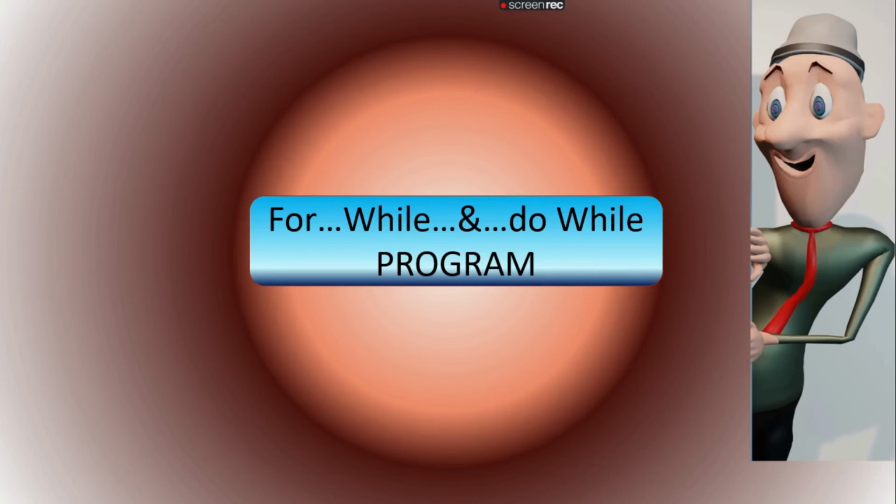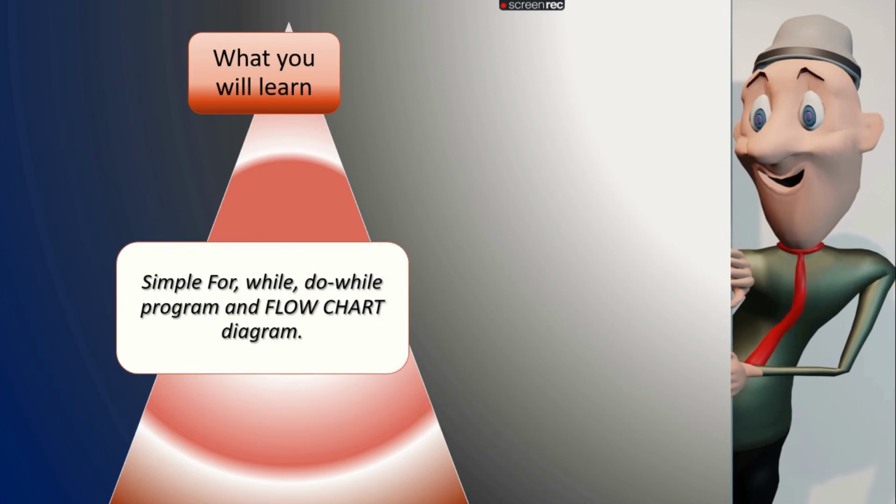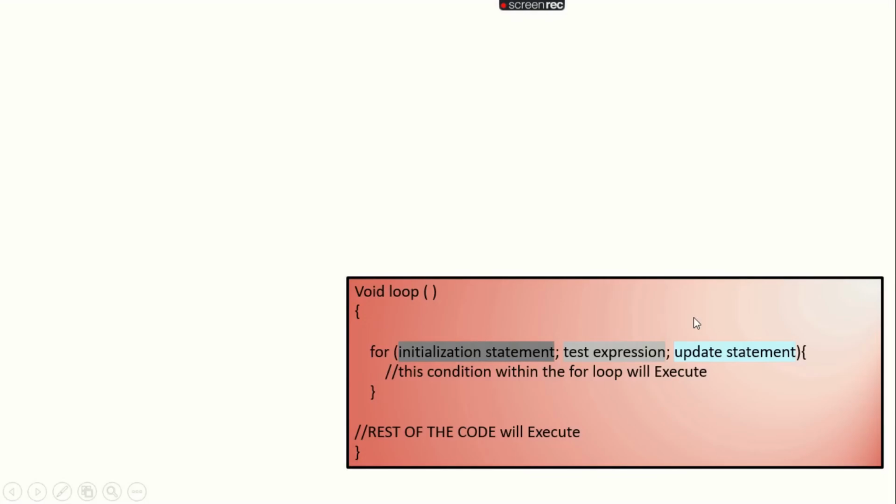In this video you will learn about for, while and do while loop. So now let's start. What will we learn in this video? We will learn simple for, while and do while programs and flowchart diagrams, the simple syntax, and with the flowchart diagram we can easily understand the program and create patterns using these loop keywords. In this section you will see the for loop simple syntax.